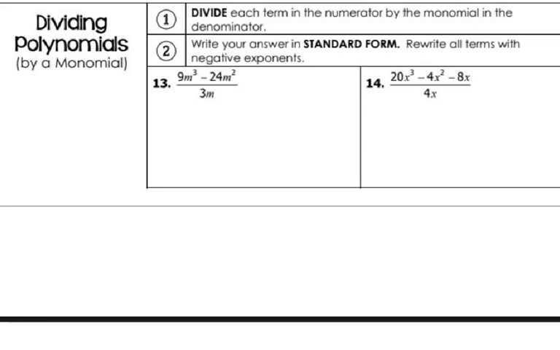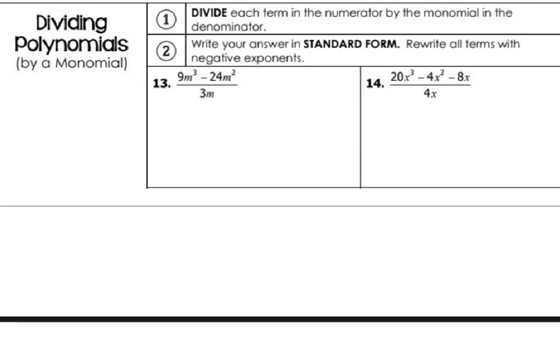Now we're going to divide polynomials by a monomial only. Later on we're going to learn how to divide polynomials by binomials and so on. It's going to be a different process. So dividing polynomials by a monomial, we're going to first divide coefficients, and we're going to subtract exponents. Just recall the exponent rule. So here in number 13, we're going to divide each term in the numerator by the monomial in the denominator. I'm going to write in standard form.